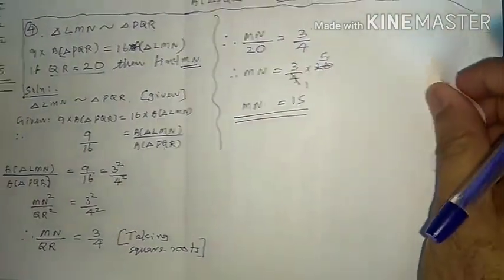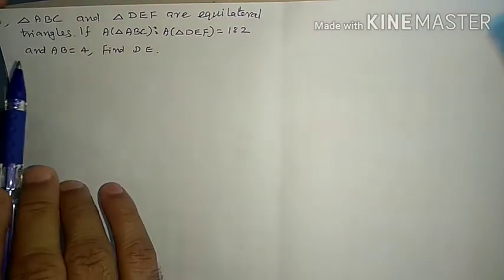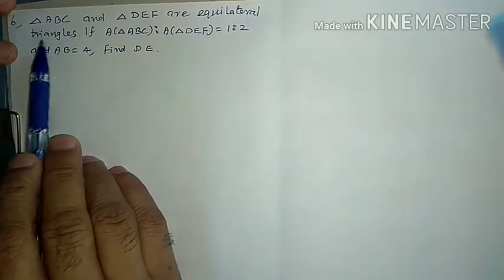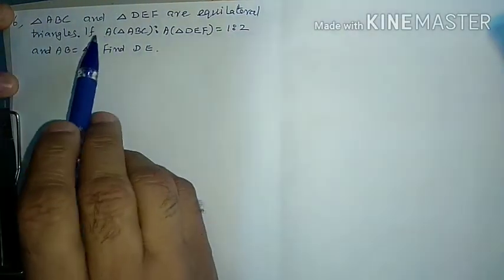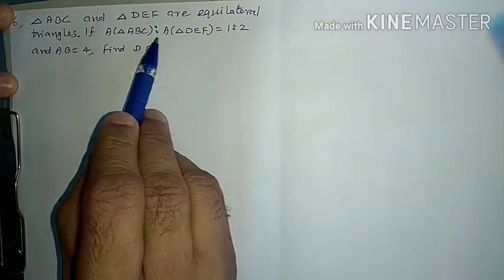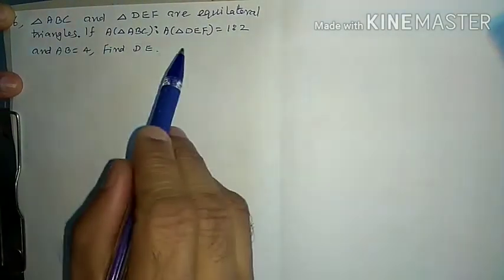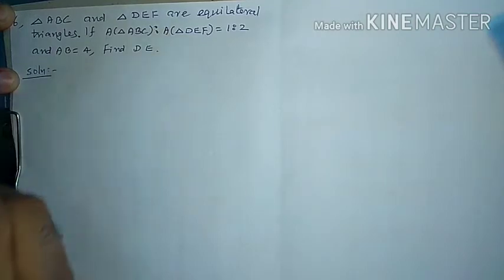Now we have only the last one, question 6. That is also very simple. The question says that triangle ABC and triangle DEF are equilateral triangles. Then if area of triangle ABC is 2, area of triangle DEF is 1:2, and AB is 4, we have to find out DE. This is also very simple. We should go for solution. So solving part.